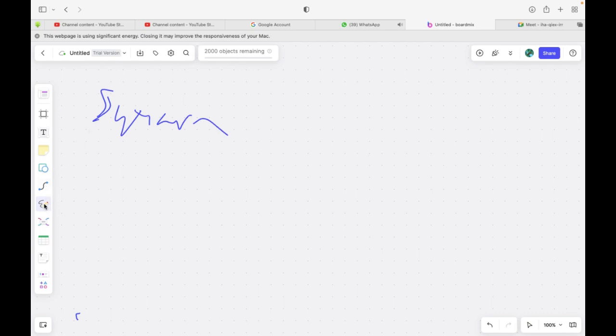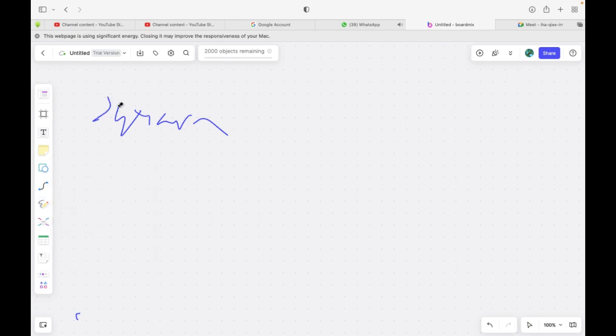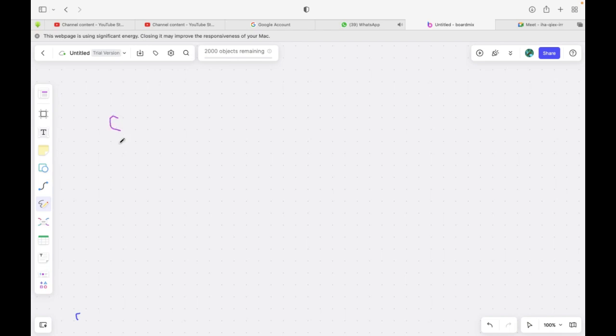Okay, wait, I don't know what type of writing this is doing. Let me erase, and then we write properly. So let's say square numbers. I would write it, then put a small distance below it.